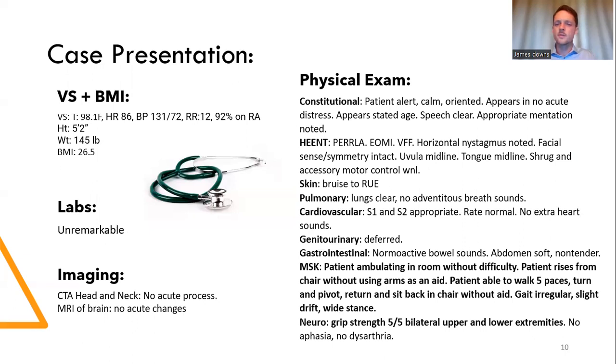She's able to stand up by herself without getting out of the chair, or without using her arms to get out of the chair. She was able to walk about 5 paces, turn around, return, and sit back in the chair without an aid. Gait was slightly irregular, however. There's a slight drift, and she had a bit of a wide stance in order to maintain balance upright.